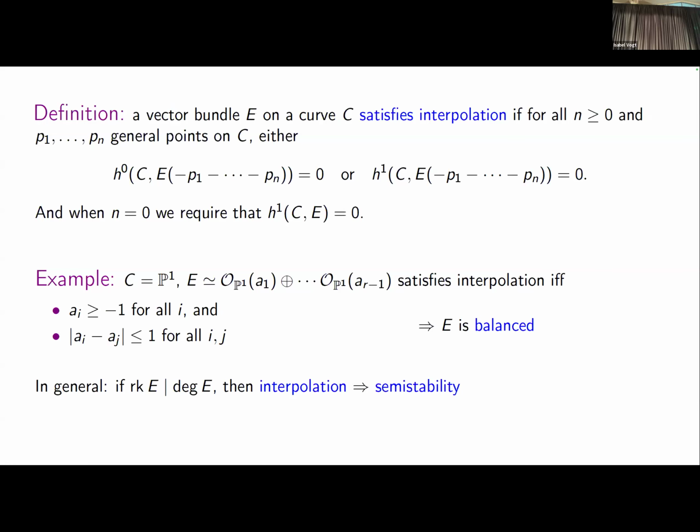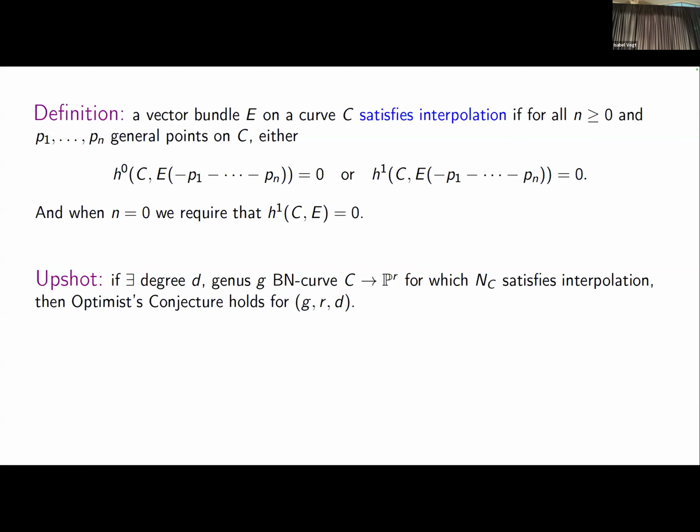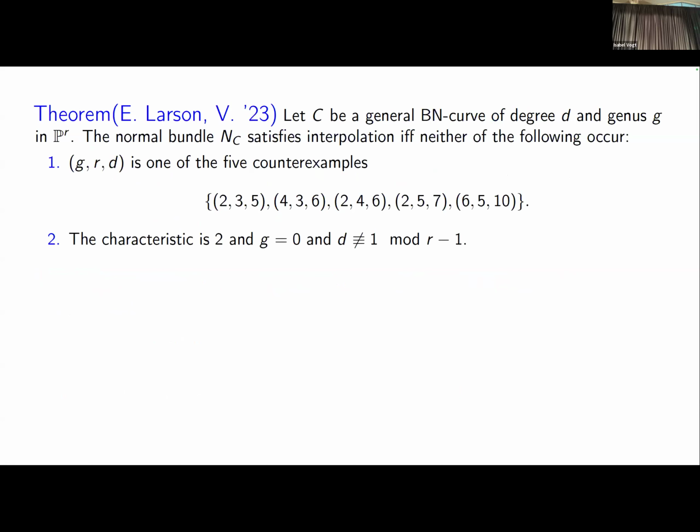Okay. So back to our upshot, right? Using the package of deformation theory, we have to show that there exists a Brill-Noether curve of degree d in genus g whose normal bundle satisfies interpolation. So the first main theorem is the consequence of the following more precise main theorem, which says the normal bundle of a general Brill-Noether curve of degree d and genus g in P^r satisfies interpolation if and only if neither of the following occurs.